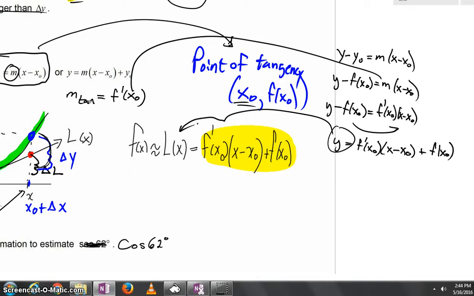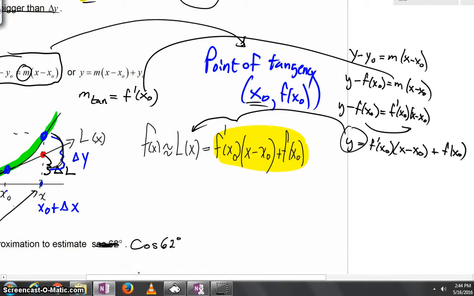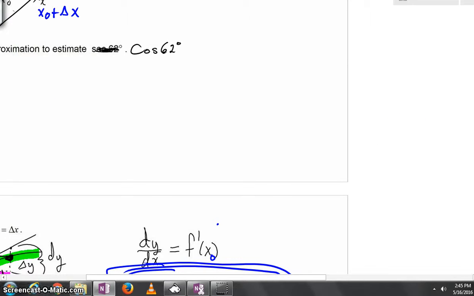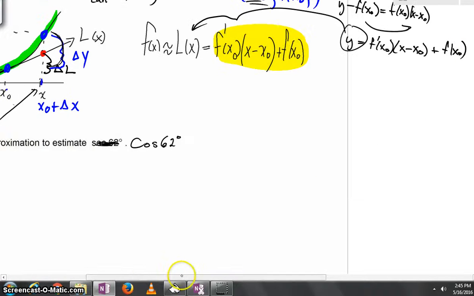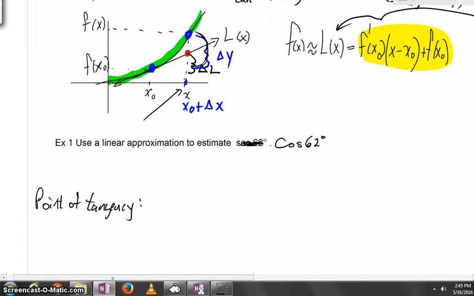Only one problem today, and then we're going to be through. So let's real quickly take a look at the one and only problem that we're going to be looking at today. Example 1. We've got a function, and I'm changing this. We're going to change this to write a linear approximation, estimate cosine of 62 degrees.